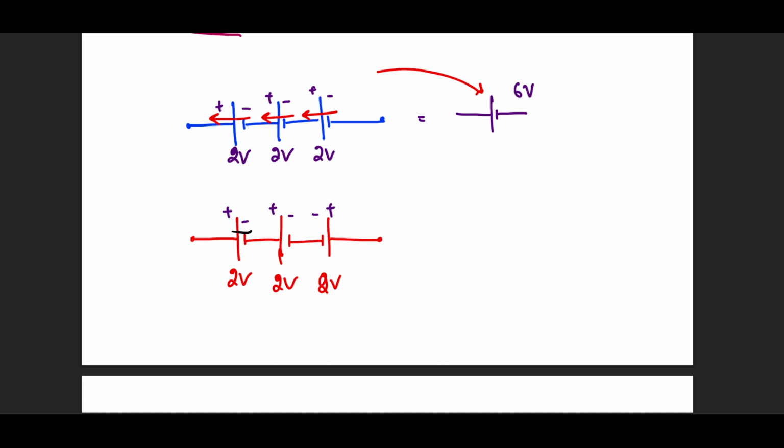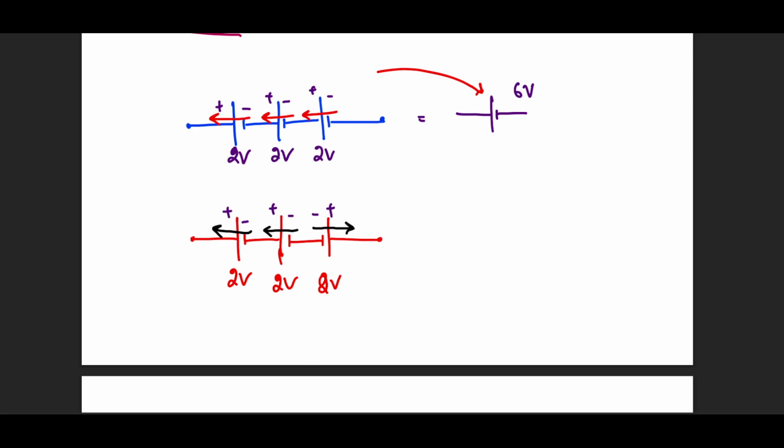So the first battery says that the current should go towards this side. Now we're considering conventional current. Of course, conventional current leaves from the positive terminal. The second battery is also trying to do the same job, current leaving from the positive terminal. The third battery is trying to cause the flow of current in the opposite direction like this.